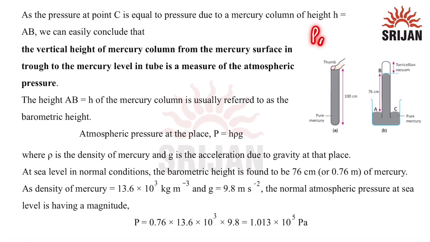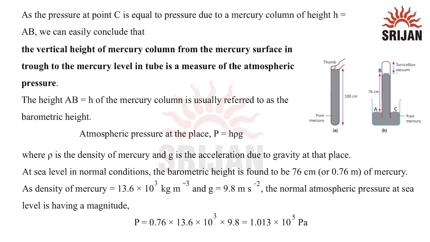Now, as the pressure at point C is equal to the pressure due to the mercury column of height h, that is equal to AB, we can easily conclude that the vertical height of the mercury column from the mercury surface in the trough to the mercury level in the tube is the measure of atmospheric pressure. Here the height AB, that is equal to h, of the mercury column is usually referred to as the barometric height. We know that atmospheric pressure is equal to h rho g, where rho is the density of the mercury, and g is the acceleration due to gravity at that particular place.